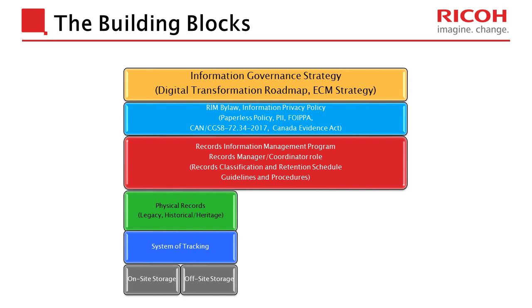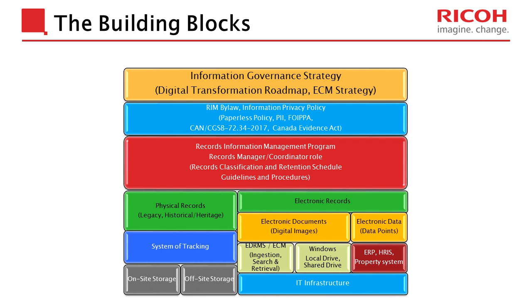So below that you have your physical records. You have your records management program, the records classification, and your filed records are classified based on that. You have your legacy documents, you have your historical, and you have your heritage documents. And under that, you have your system of tracking, because you will have all of these boxes in different locations. You may have it on site, you may have it off site. So you need a way to track this information, so when you need them, you can find them.